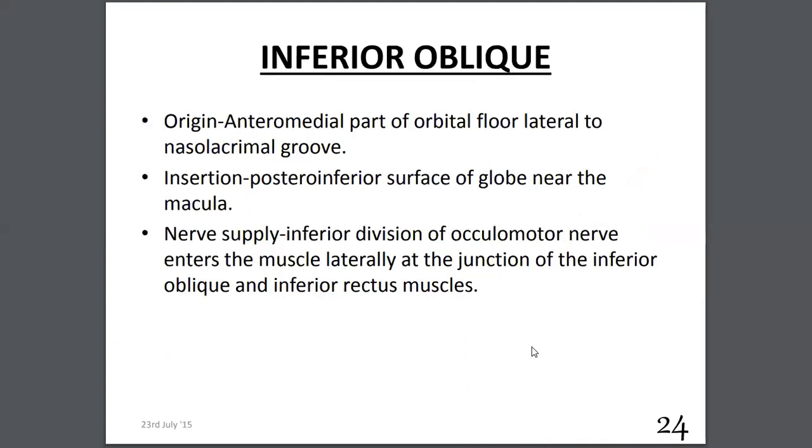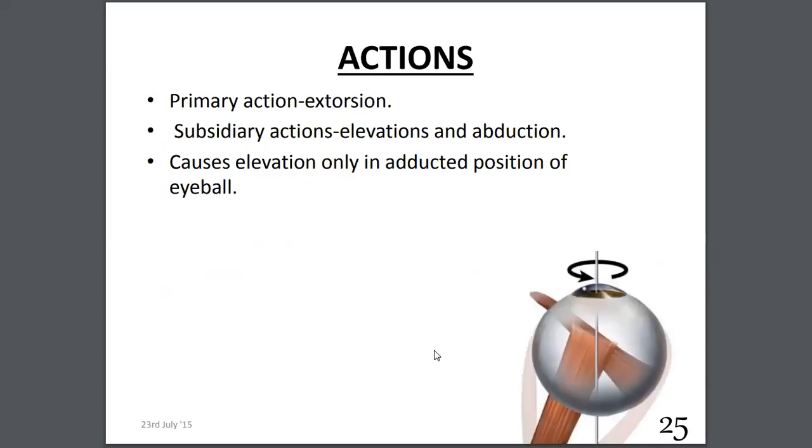Next, we have the muscle inferior oblique, which is coming from the anteromedial part of the orbital floor, lateral to the nasolacrimal groove. Insertion is posterior-inferior surface of globe near the macula. Nerve supply, inferior division of oculomotor nerve. Enters the muscle laterally at the junction of inferior oblique and inferior recti muscles. Inferior oblique action, see, primarily it helps in extorsion, and the other supporting actions are elevation and abduction. Causes elevation only in adducted position of eyeball. Okay.